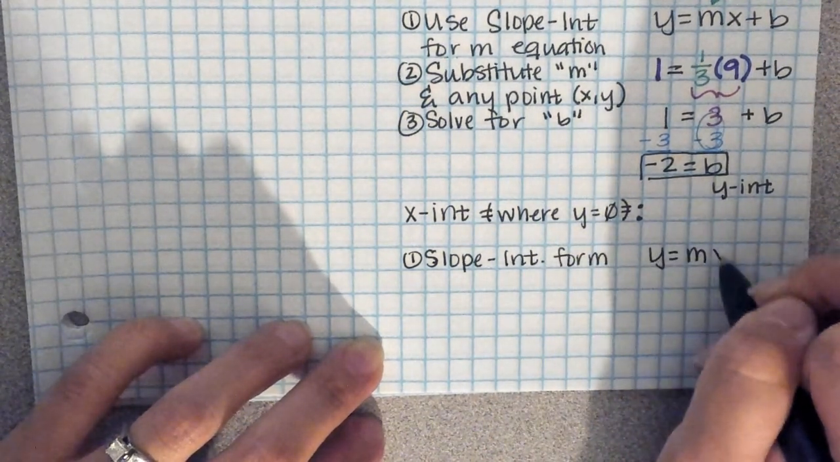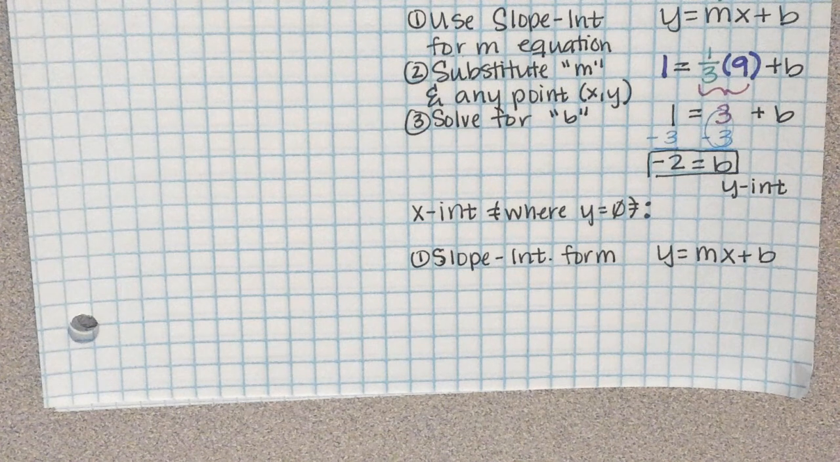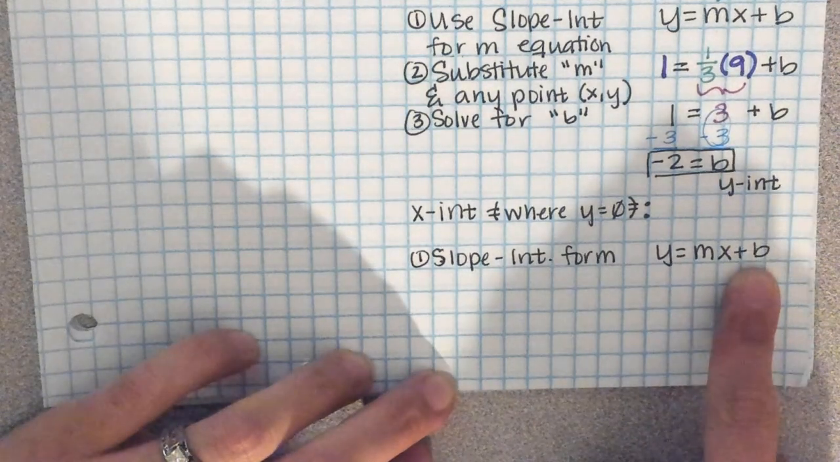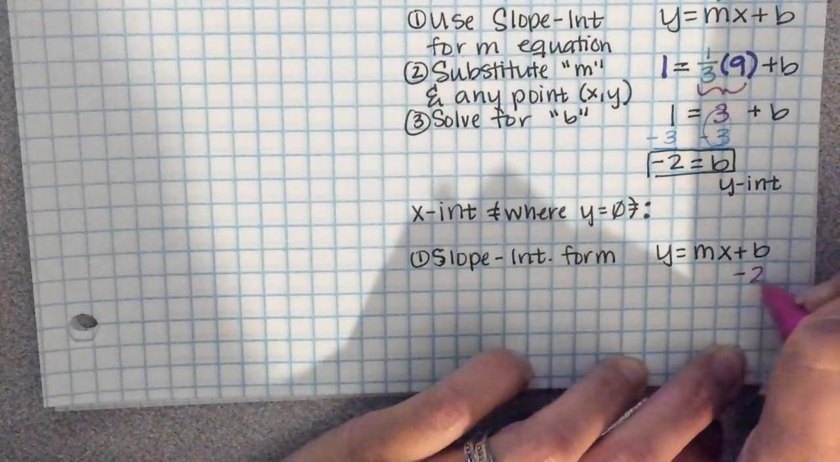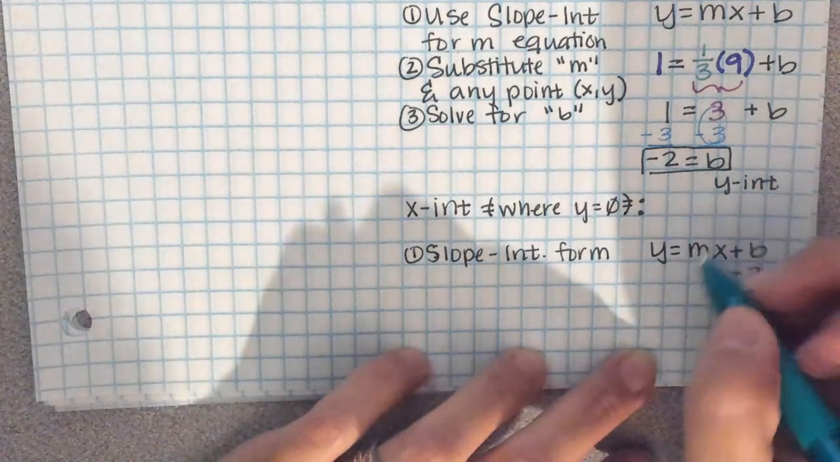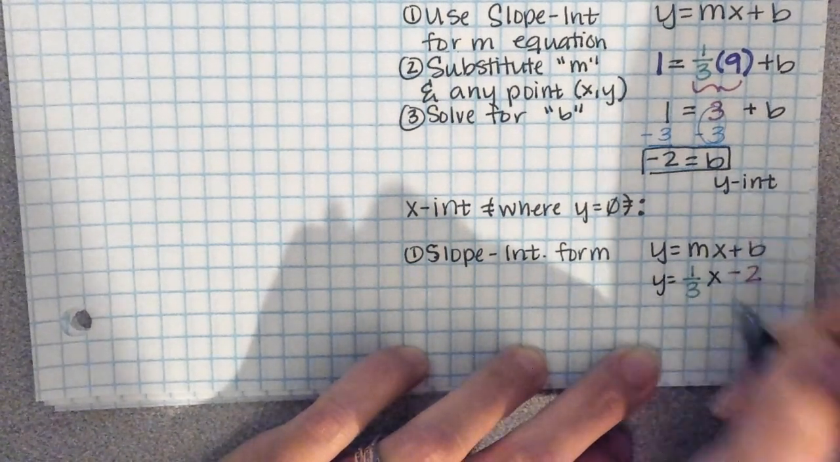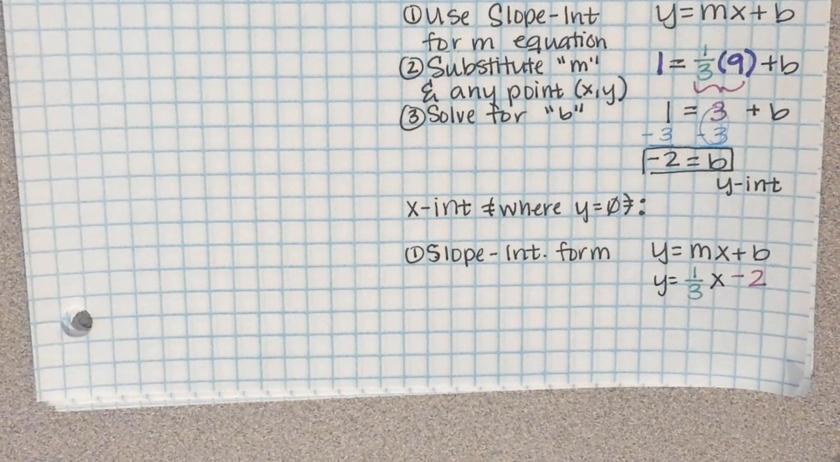Y equals mx plus b. But we have more information now. What do we know now, with the steps that we did? Okay, I know my b is -2. What else do I know? From the very first thing that we did, we know that m is 1/3. Okay? So we have y equals 1/3 x minus 2. So it's just a process of getting information and using that information over and over again.